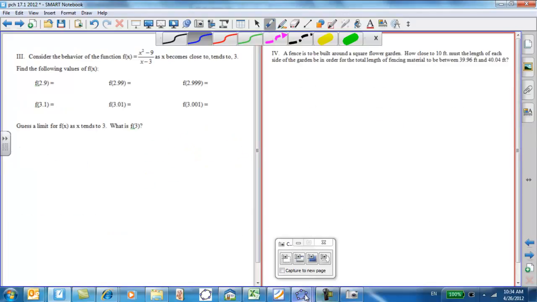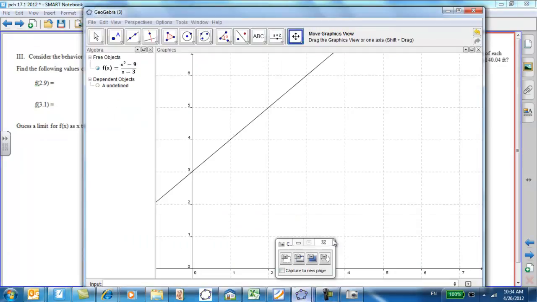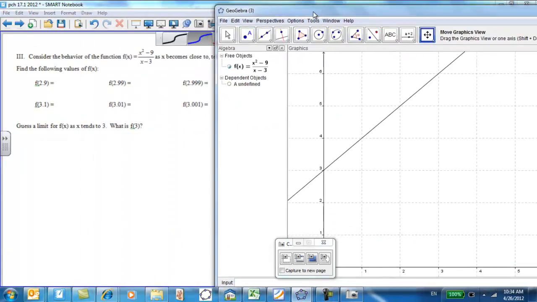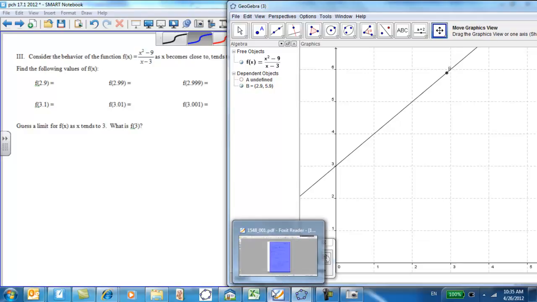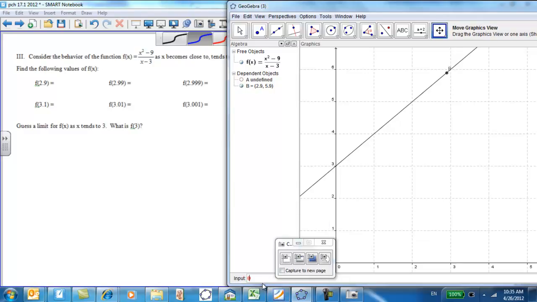So let's look at number 3 here. It's this one. And let's look at these values that are being asked for. And this time 2, so you get a sense of what we're getting closer to here. I'm actually going to plot the point. So I'm going to plot the point (2.9, f(2.9)). It shows up at that point. See, we're a little to the left of the point there. There's B. So let's try (2.99, f(2.99)). And we're getting closer.